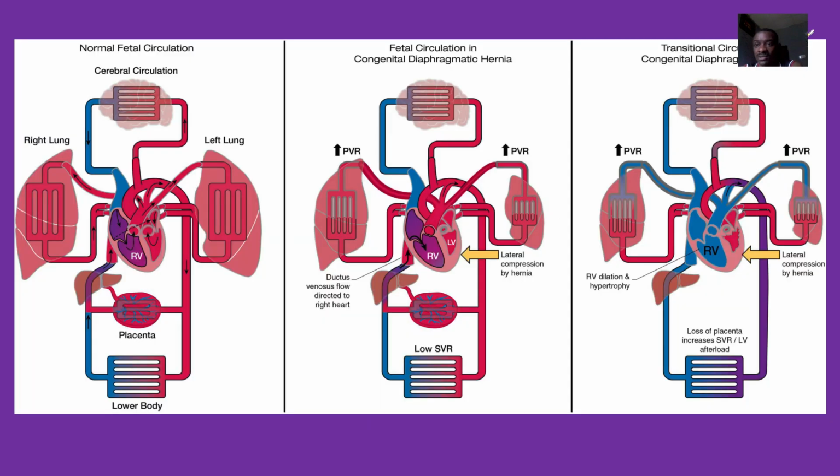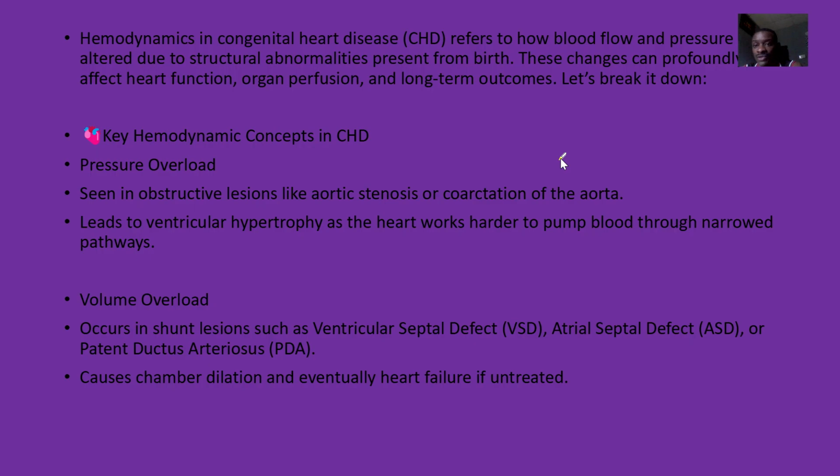So let's just discuss it on a bigger platform, on a general note. So hemodynamics in congenital heart disease just refers to what? How blood flow and pressure are altered because the flow is not normal again. Do you understand? So these changes can profoundly affect heart function, affect how blood is reaching the various organs in the body, and there's a whole lot of long-term complications.